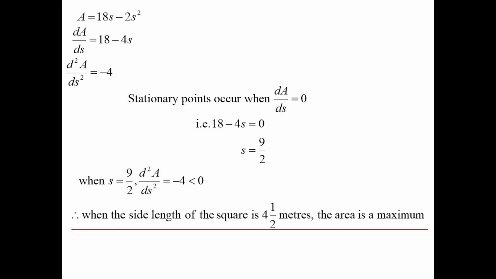But the interesting thing about that is if the length of the square is 4.5 metres, what does that tell us about the rectangle? It's also a square. Because remember, we had, where was it? Here it is. The length of the rectangle is going to be 18 minus 3S. If you substitute in what we've found, it'll also be a square.